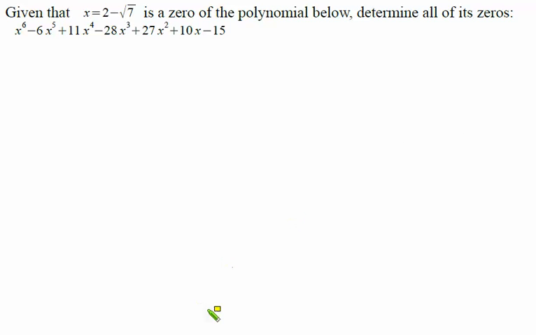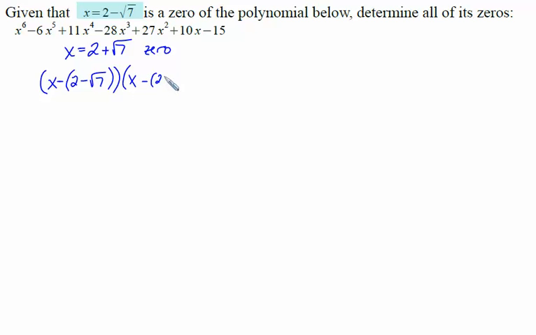As we look at this problem, one of the things that we notice is we are provided a zero of our polynomial, x equals 2 minus radical 7. The conjugate zeros theorem is going to tell us that x equals 2 plus the square root of 7 is also a zero. Based on those two zeros, we can come up with a couple factors. One of them will be x minus 2 minus radical 7, and the other will be x minus 2 plus radical 7. And now we really need to expand that, or to FOIL it out.